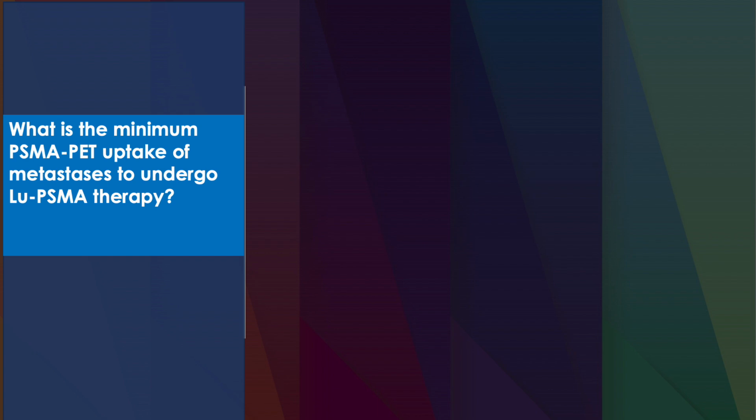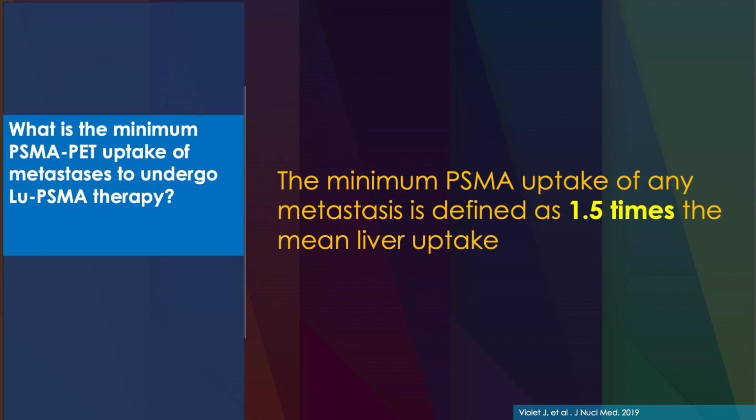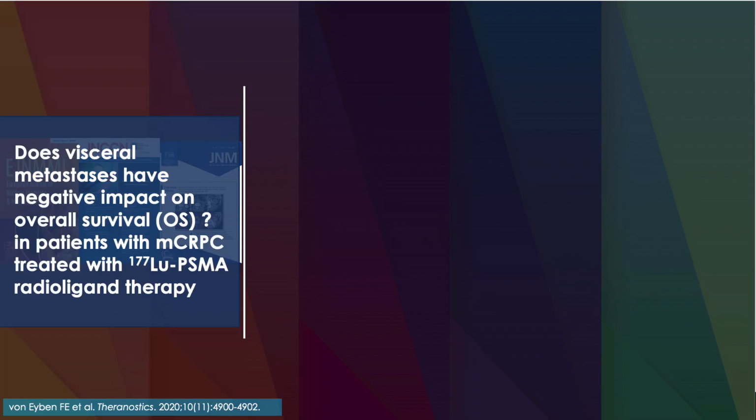And the question is, what is the minimum PSMA PET uptake of metastasis to undergo PSMA therapy? In fact, the minimum PSMA uptake of any metastasis is defined as at least 1.5 times greater than the mean liver uptake. So it has to be at least greater than liver in simple terms.